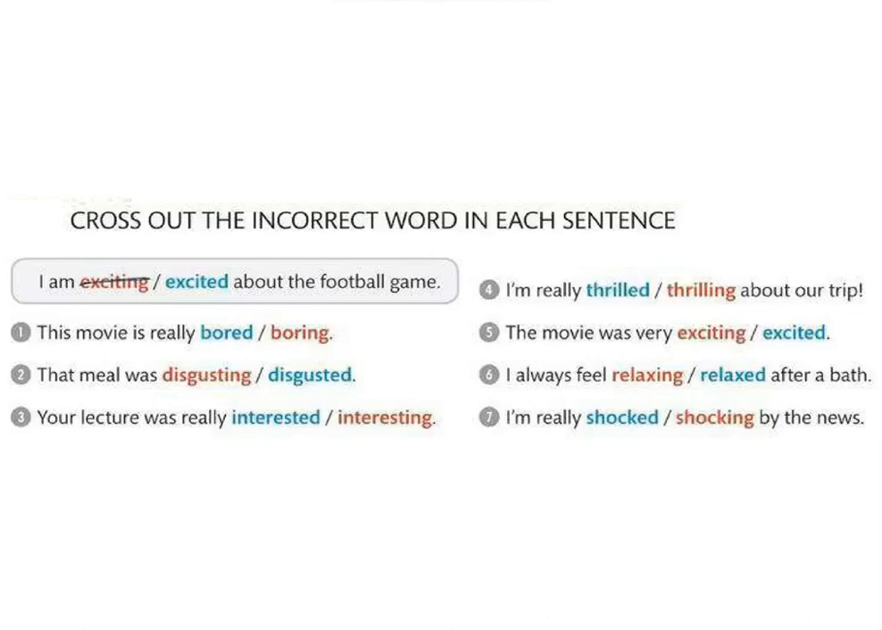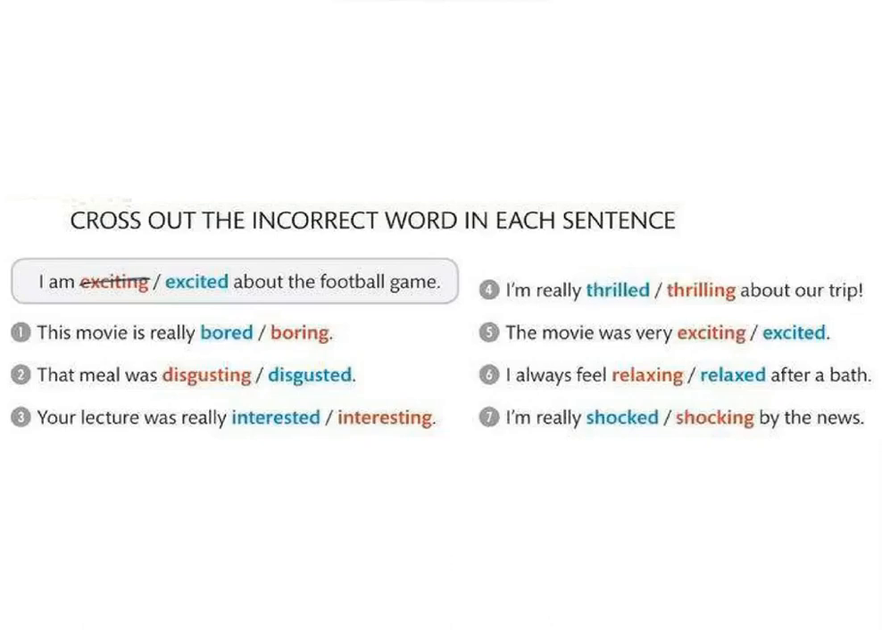This movie is really bored or boring? Really boring. This movie is really boring, so it makes you feel bored. Number two, that meal was disgusting. That meal was disgusting, meaning it makes you feel disgusted. You feel disgust, but it can cause that, the meal. Number three, your lecture was really interesting. Your lecture was really interesting.